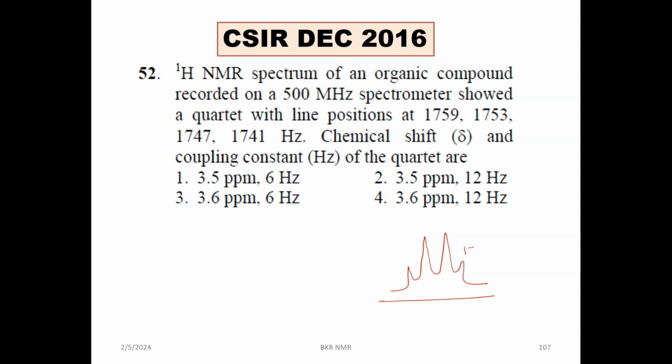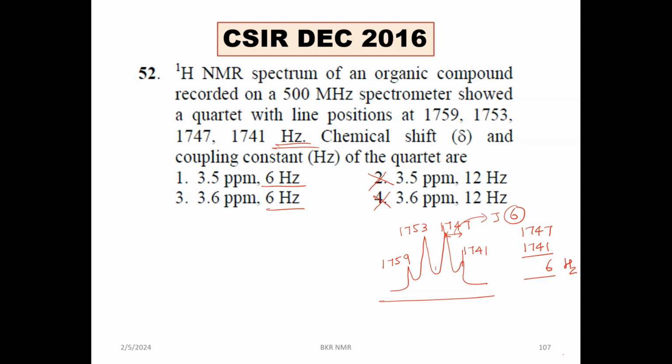The hertz values are 1741, 1747, 1753, and 1759. Okay, and what do we know already? The distance between the adjacent lines of the multiplet is the coupling constant. So it is 1747 minus 1741, which comes around 6. And since the values are given in hertz, just subtracting will give me the coupling constant value. So 6 is the coupling constant value. So option 2 is wrong, option 4 is wrong.